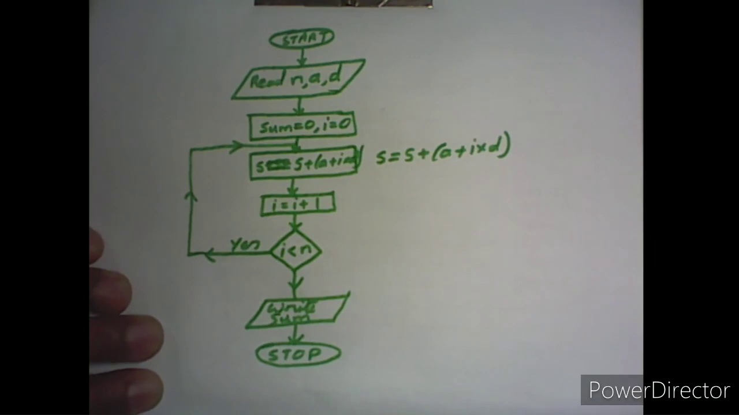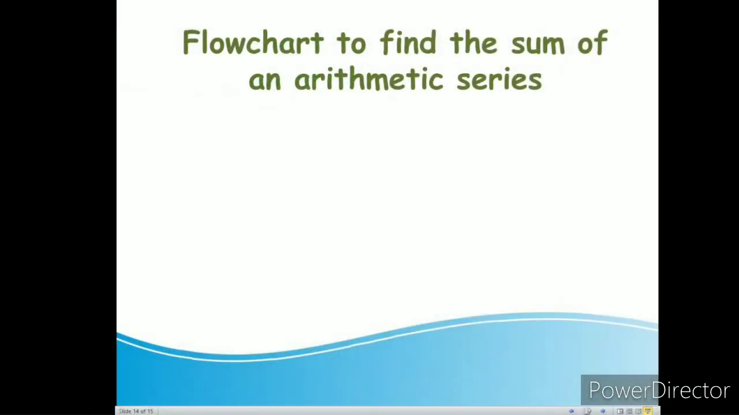So this is a simple example of a flowchart to find the sum of an arithmetic series. This slide I have kept blank because I wanted to show you exactly how it can be done. So using these simple symbols, you can draw the flowchart.